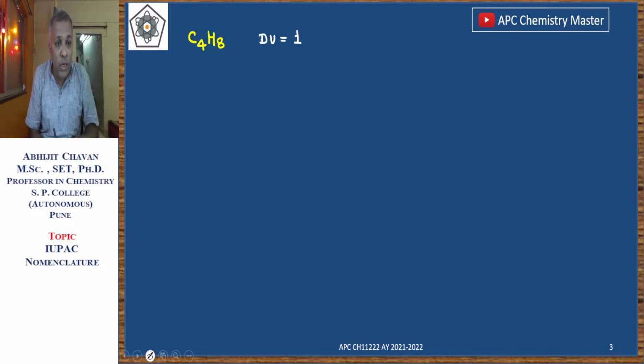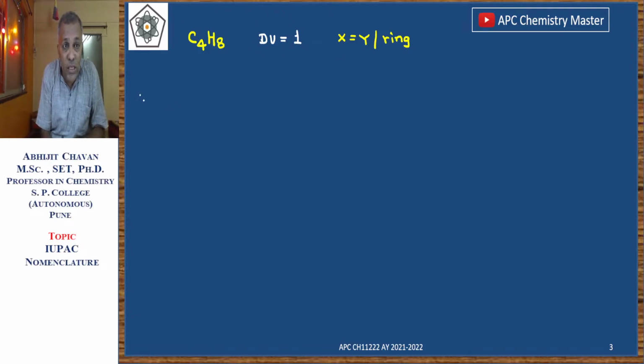What do you mean by a DU of 1? DU of 1 implies there may be a double bond, that is a multiple bond, or a ring. So there are two possibilities we can guess. As far as this molecular formula with DU equal to 1, I can draw various possible structures which may contain either a double bond, that is a compound with only a multiple bond. It implies that there is no ring in the system. The system must be acyclic. I can draw possible structures with only open chain nature.